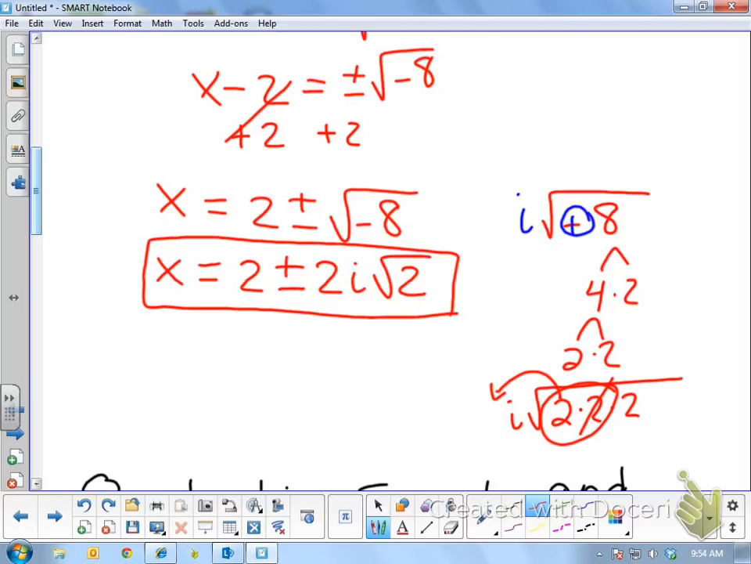Oh. So that's only when there's a negative, right? Yes. We write an i when there's a negative under the square root.